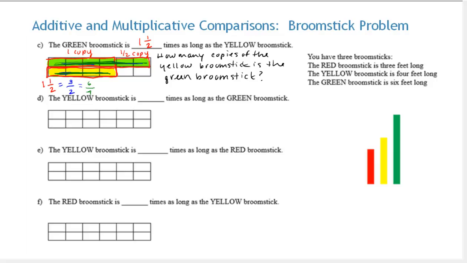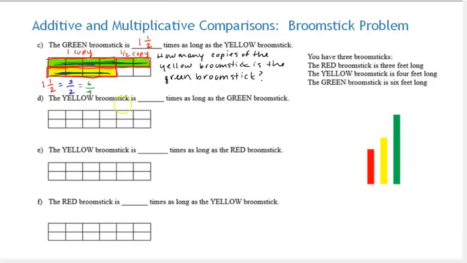Okay? Whatever comparison we're making, we're comparing the green to the yellow. So the value of the green goes on top. Through multiplicative comparison using division, we divide by 4, and we could have simplified this to this fraction or to this mixed number. Okay. So now let's look at the next one.